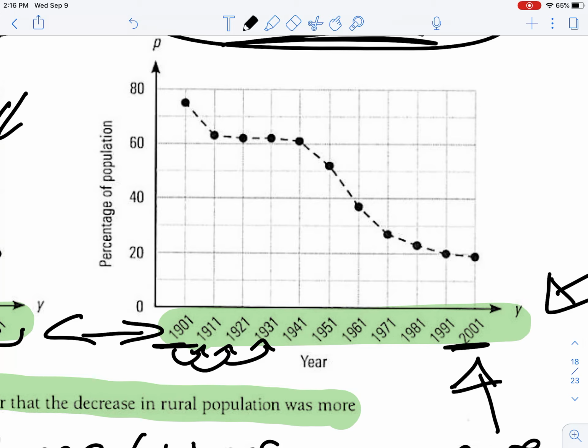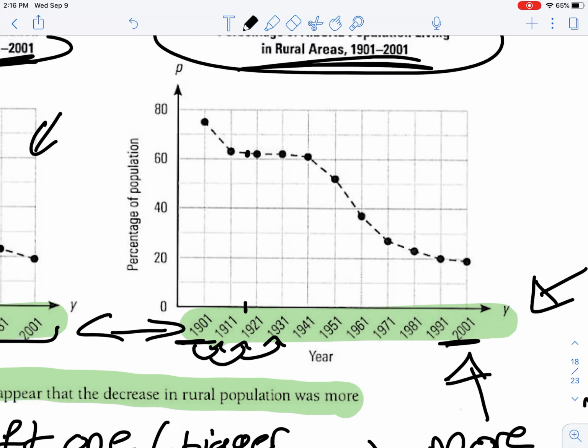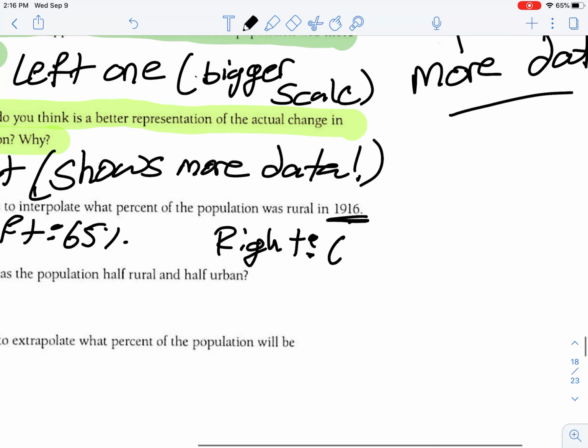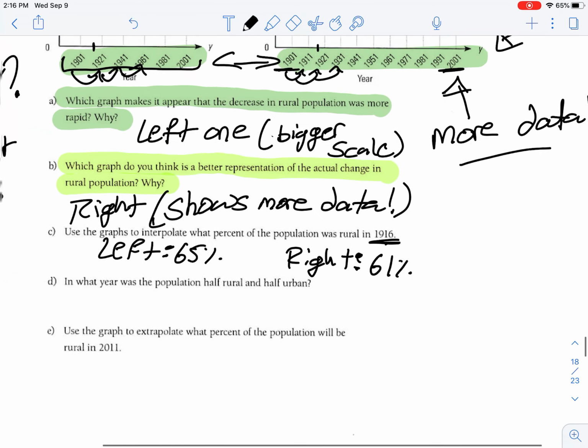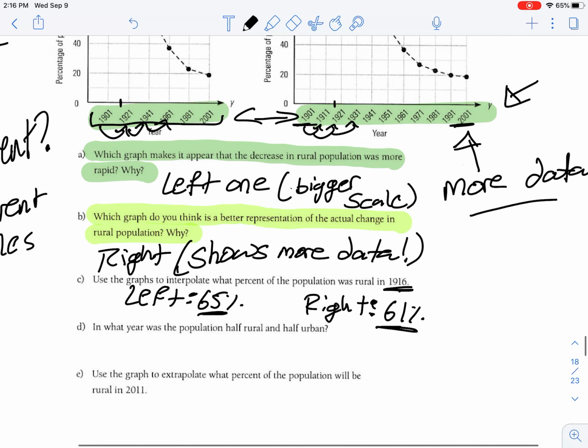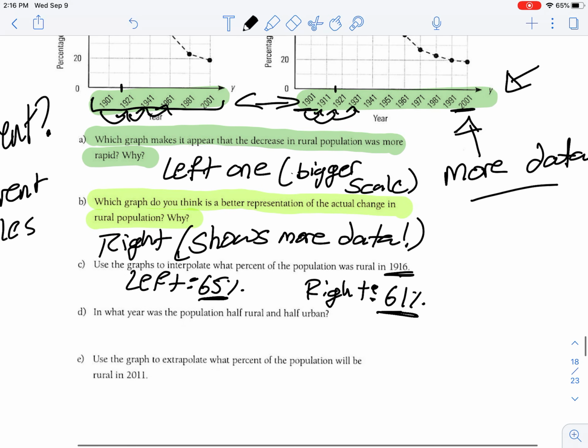On the right, where's 1916? Well, it's a lot easier to tell. On the right, it would be roughly here, okay? And I would say that's more about 61, 62. Okay. You can tell that we got different answers because of their scaling differences.